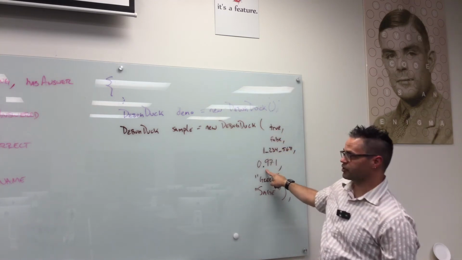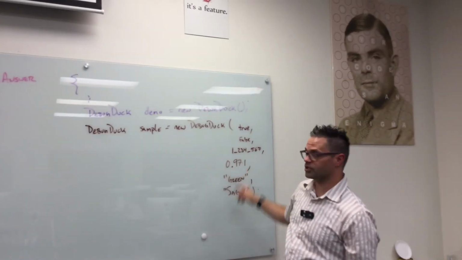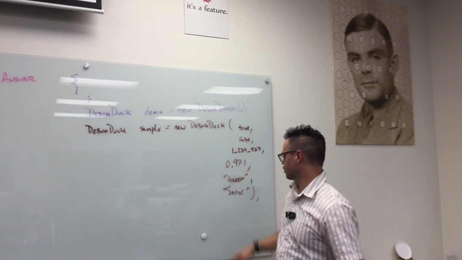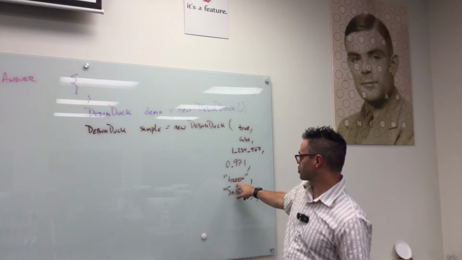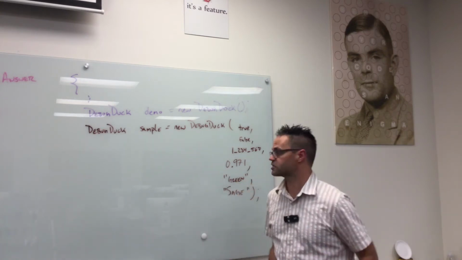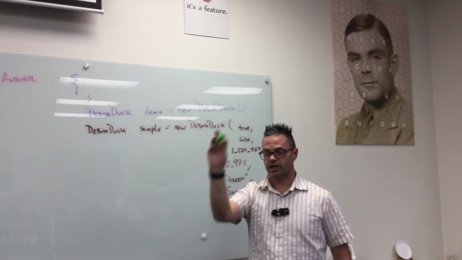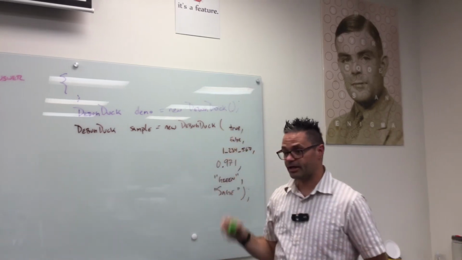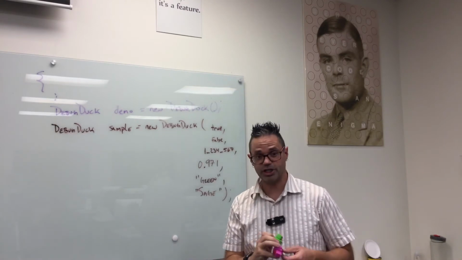1,234,567. My percent correct is 0.971, so 97% correct. Pretty good correctness right there. The color of my duck is green, and its name is Sage, because of a fantastic friend I have, Sage Miller, who's a teacher of computer science. So we have right here on my new DebugDuck, it's green, its name is Sage, and it's a great duck. And I also have my cute little magenta duck, Ducky.